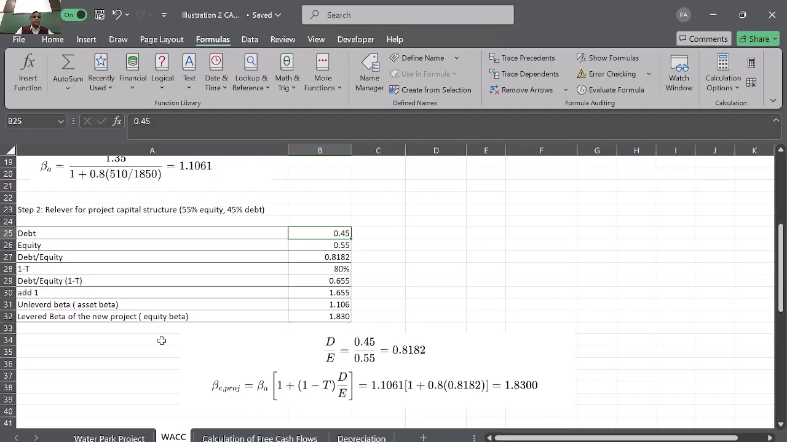Is that okay? Why is the beta of the new project higher compared to the competitors? Answer me this question.